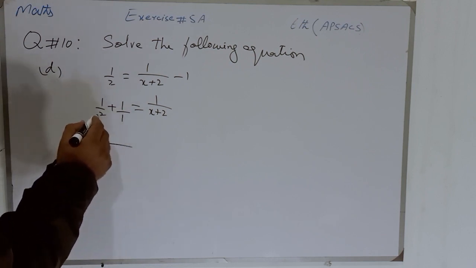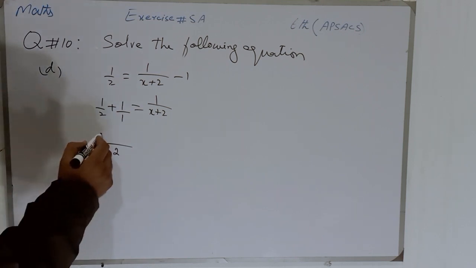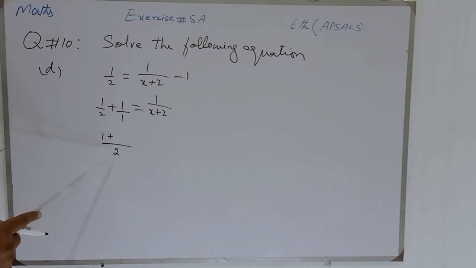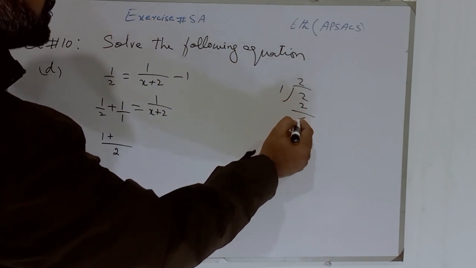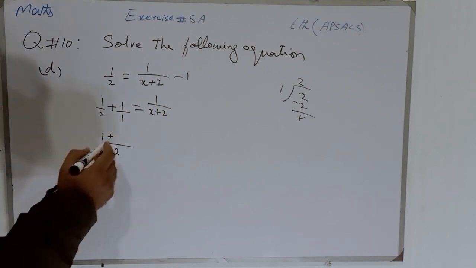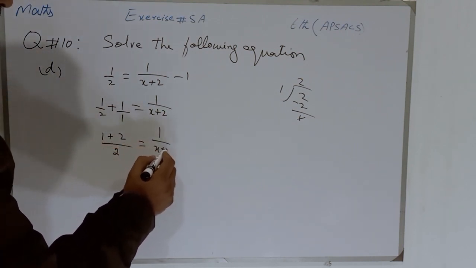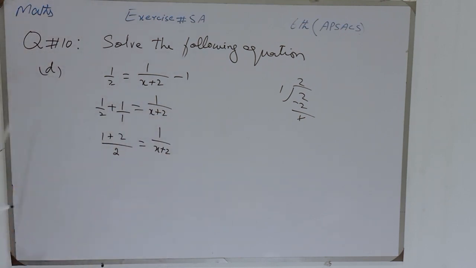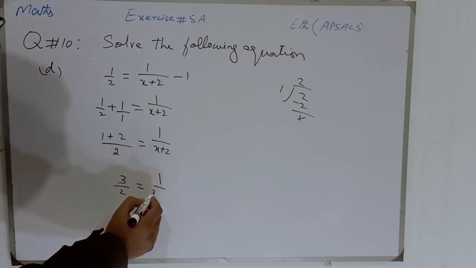So LCM of 1 and 2 will be 2. 2 divided by 2 means 1, and when 1 is multiplied by 1 it will be 1 plus. Now students, divide 2 by 1. When we divide 2 by 1, 1 2s are 2. So the quotient is 2, and when 2 is multiplied with 1 we will get 2 is equal to 1 over x plus 2. 1 plus 2 means, students, 3 over 2 is equal to 1 over x plus 2.